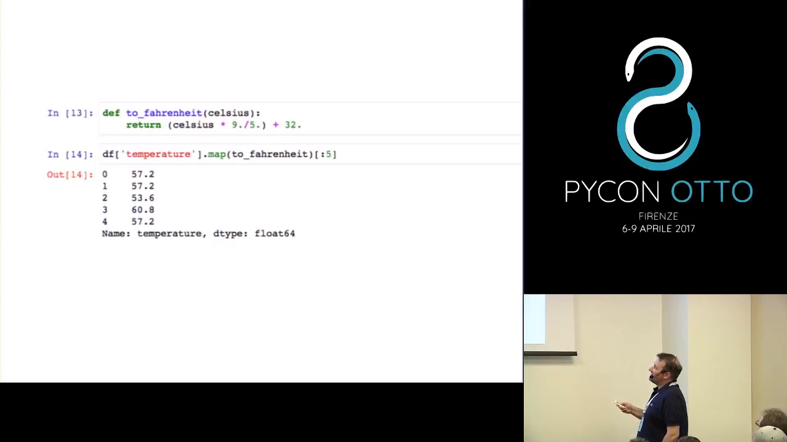And we just select the temperature from our data frame. So this is the temperature data series. And we apply the map function to it, and we just pass in the function we created here. And we get returned a new data series with the result.